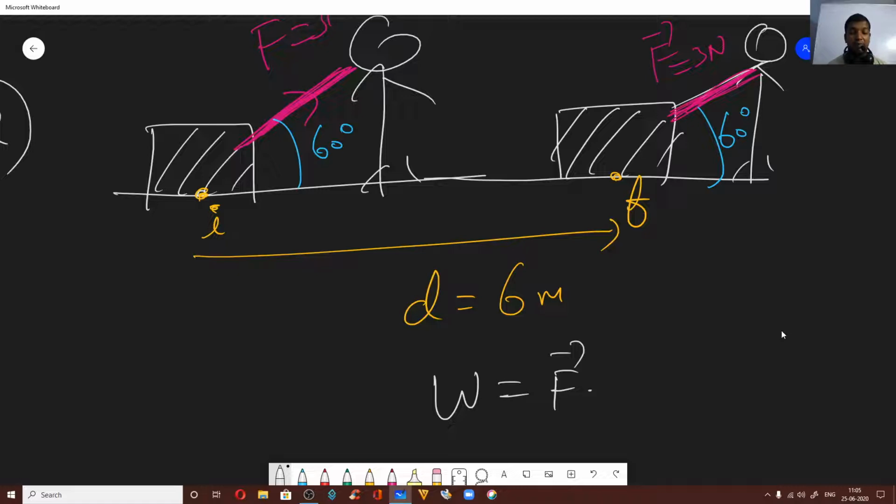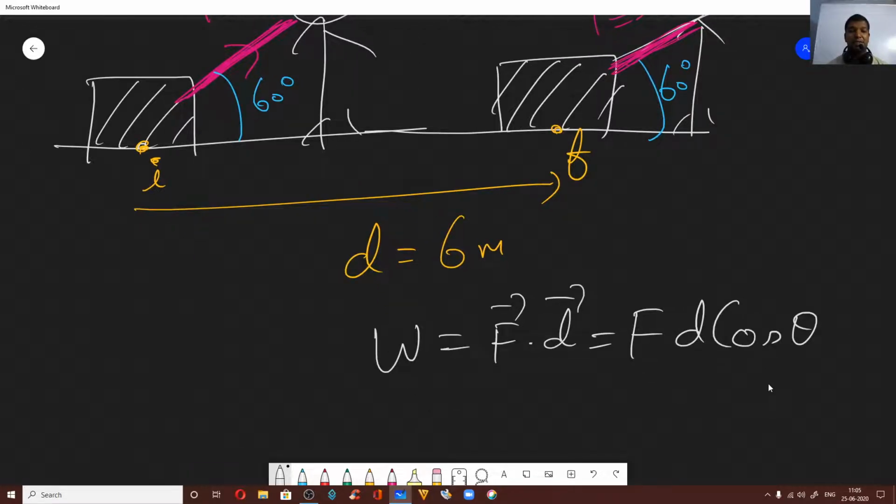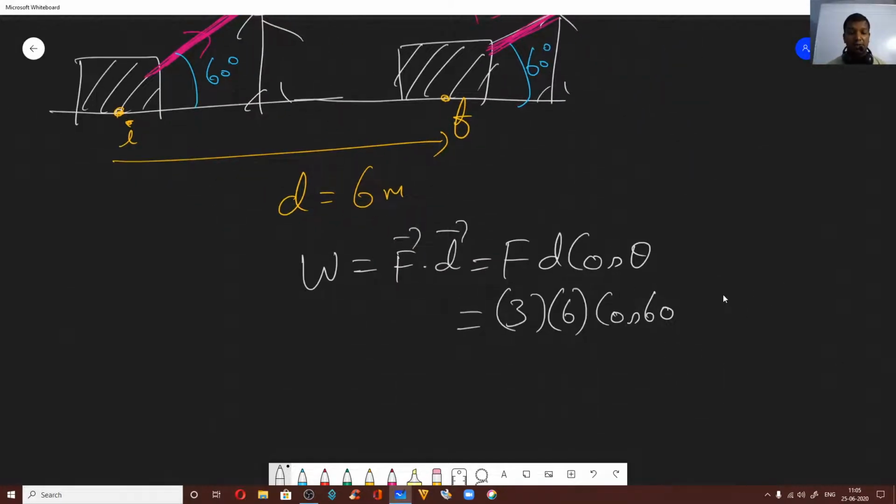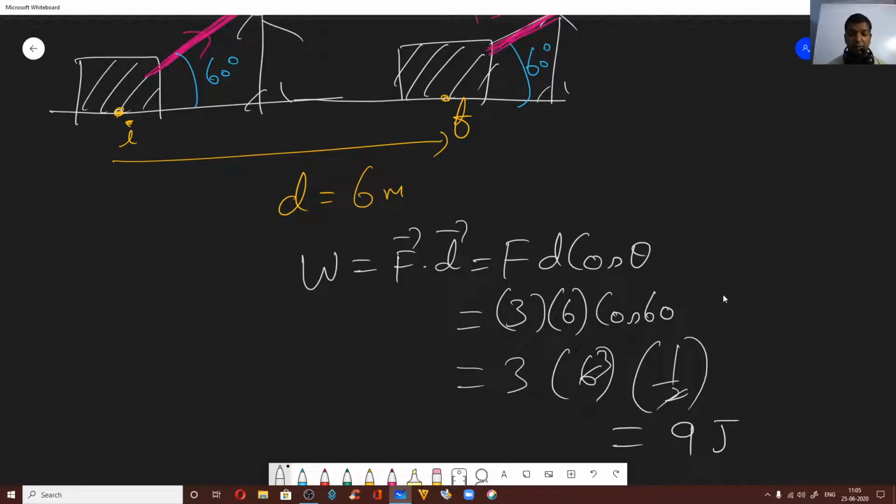We just have to do F dot D. So you will get it as F D cos theta. Theta here is 60. So you will get the magnitude of F, which is 3 Newton. D is 6 meter. Now cos 60, as you all know, is half. So 3 into 6 into half will be 9 joules.